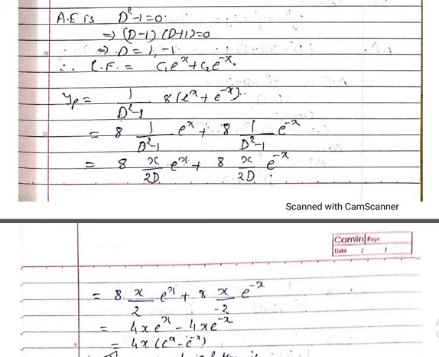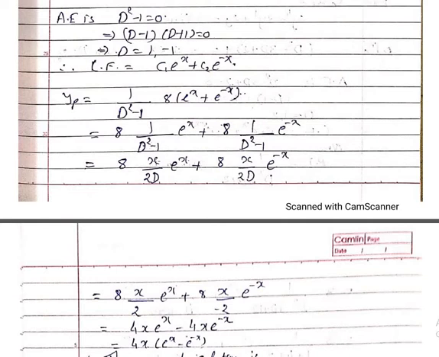Now yp is equal to 1 upon (D² − 1) of 8(e^x + e^(−x)). So taking 8 common and separating the terms, that will give 8 times 1 upon (D² − 1) e^x plus 8 times 1 upon (D² − 1) e^(−x). Now if you replace D by a, then a is 1. So 1² is 1, so 1 − 1 will be 0. Now this denominator is 0, so it is the case of failure.